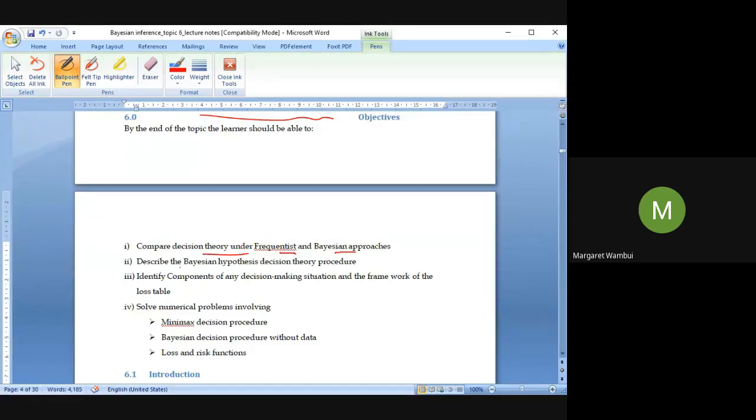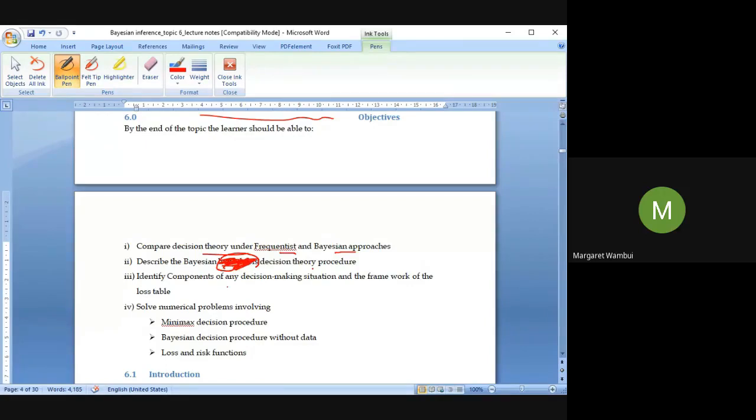Then the other one is to describe the Bayesian hypothesis decision theory procedure. By the way, I don't know how I came up with this one. It should be the Bayesian decision theory procedure. What procedure do we follow? So forget about this one.